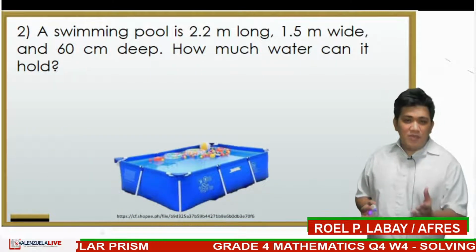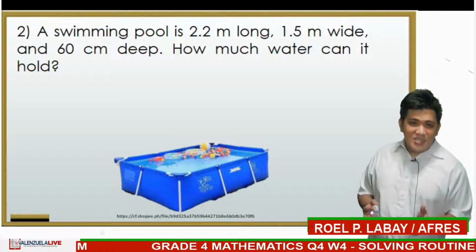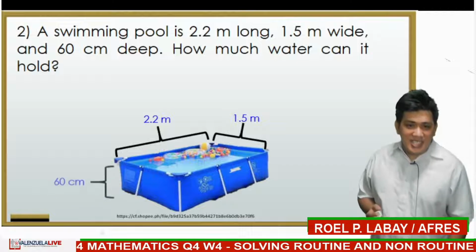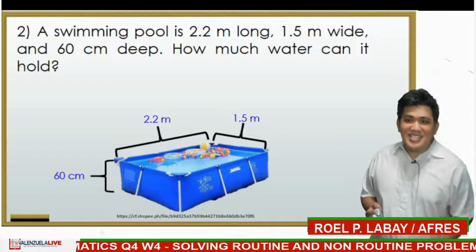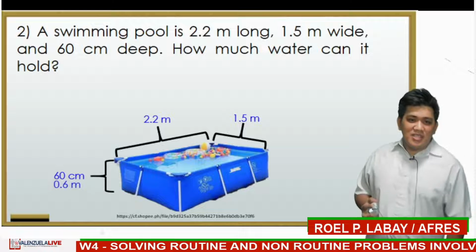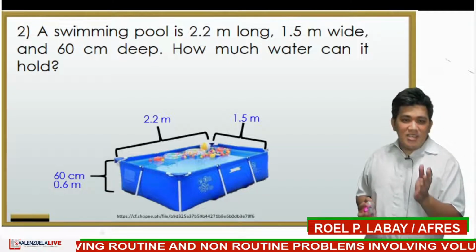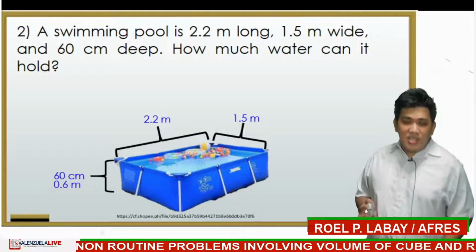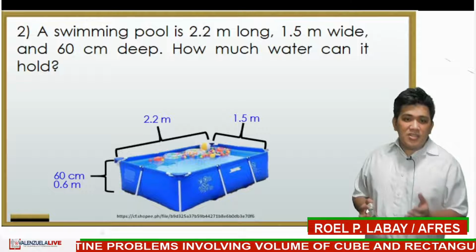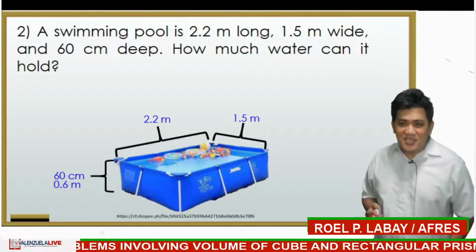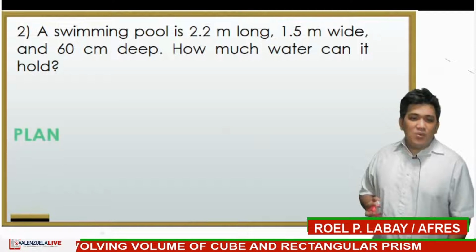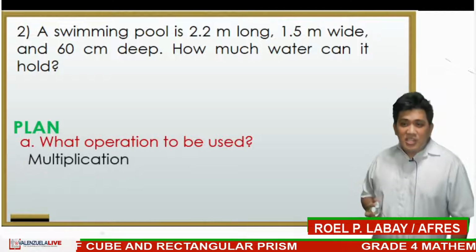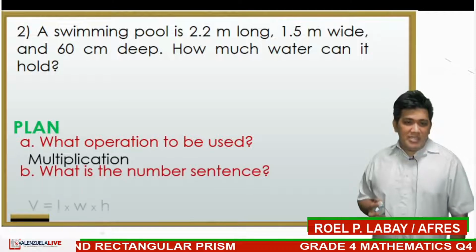To visualize the problem, we have here a swimming pool that is 2.2 meter long, 1.5 meter wide, and 60 centimeter deep. Since the other two dimensions are in meter, we'll convert 60 centimeter into meter. So that will be 6/10 meter or 0.6 meter. And then we plan what operation to be used. Very good. Multiplication.